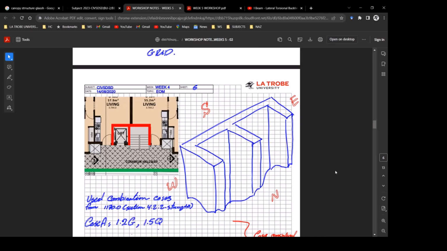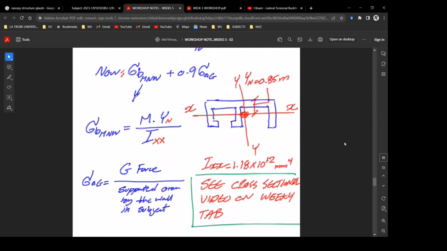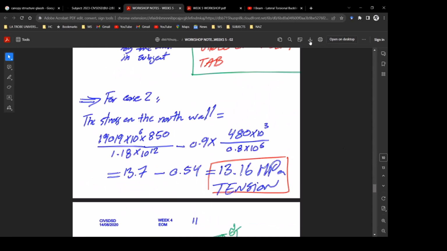It's not very, I don't know why it's super slow. Yeah, I just need to download it maybe.